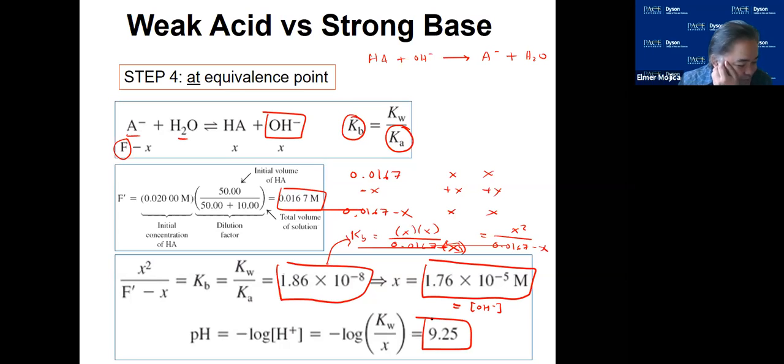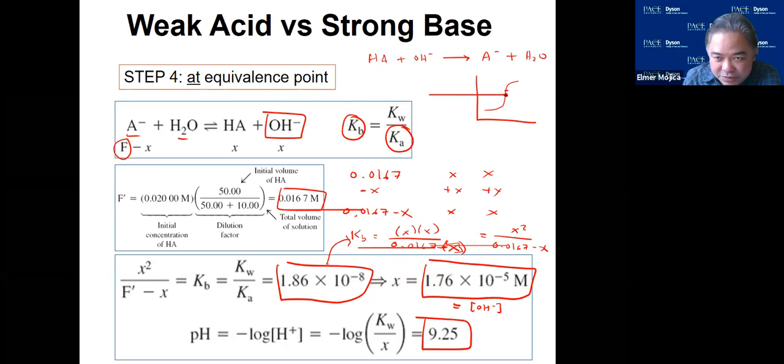So what can you say? Does the value make sense? Is 9.25 greater than 7? So if you're going to do the plot, the value that we have there is not really in the middle, but around, we could say in the middle here, but 7 would be around here. And that's around 9.25. Okay? So that's at equivalence point.